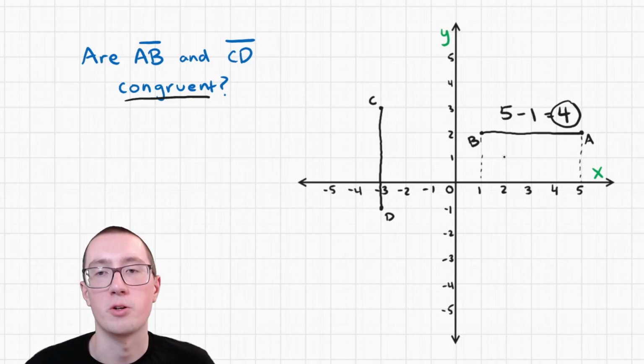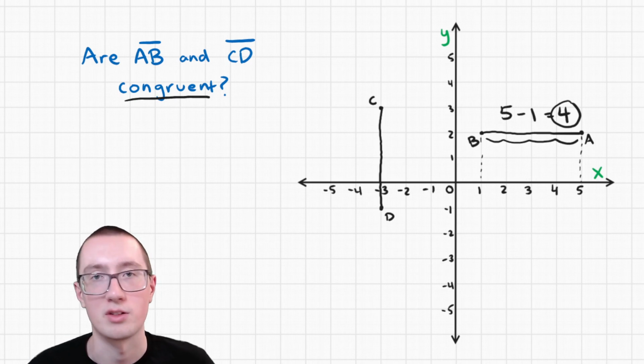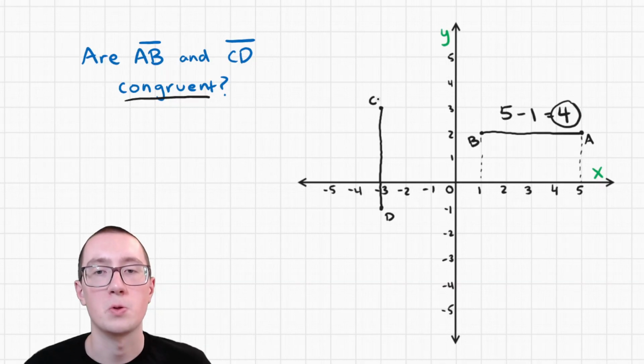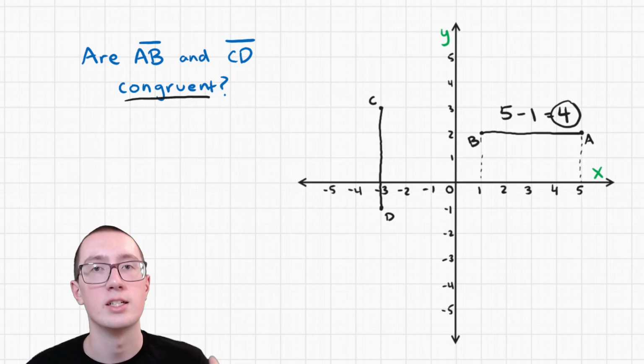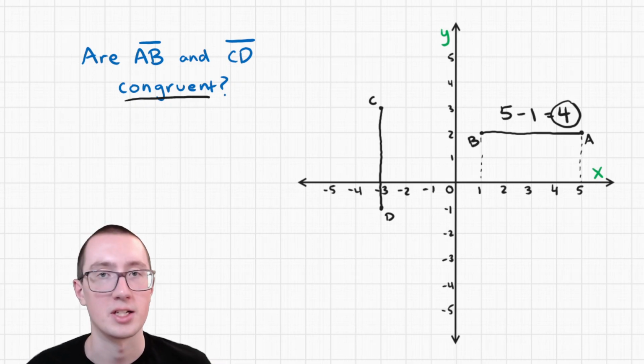I mean, yeah, you could have just also counted the boxes and been like 1, 2, 3, 4, and that also gives you 4, but we got to do things the more complicated way. So now let's figure out the length of CD. If CD is also 4, then these two line segments are congruent because they're the same.